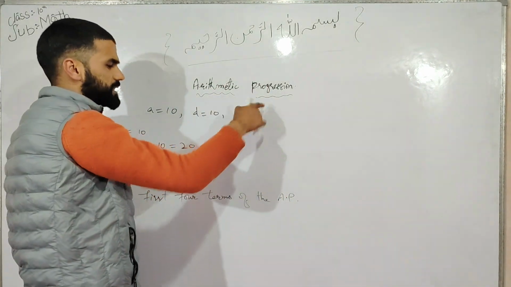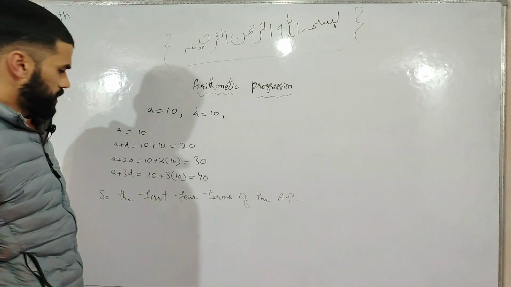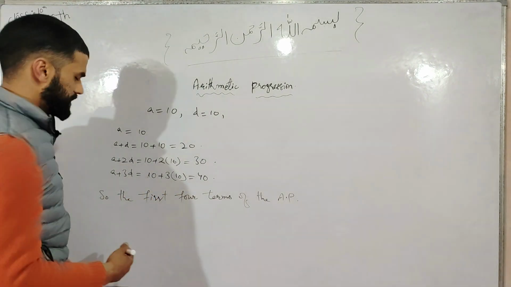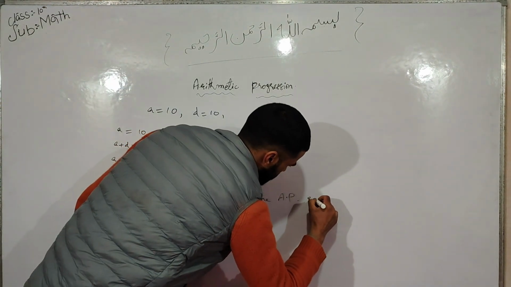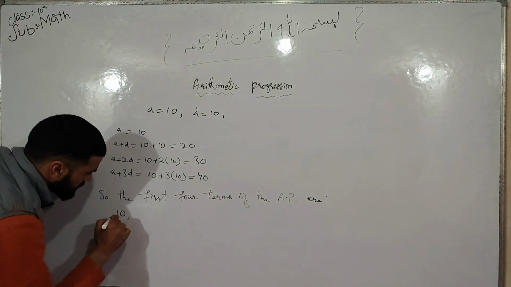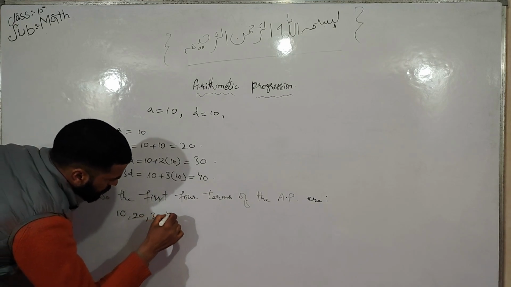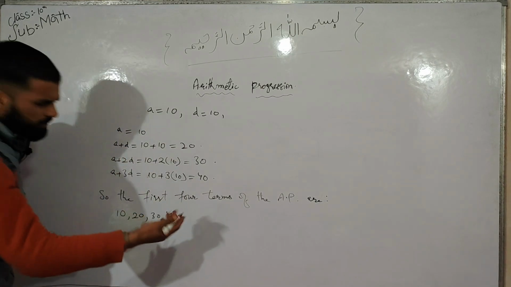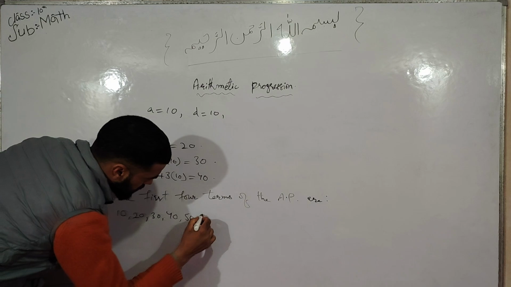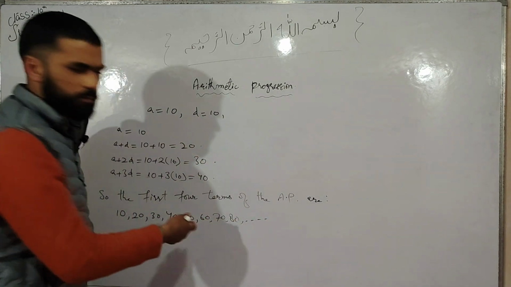The thing is, arithmetic progression, and AP is the short form of it, is nothing else. So the first four terms of the AP are: the first term is 10, the second term is 20, the third term is 30, the fourth term is 40, and what will be the fifth term? Again 50, 60, 70, 80, and so on, because the common difference is 10.